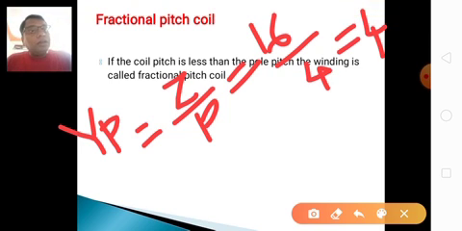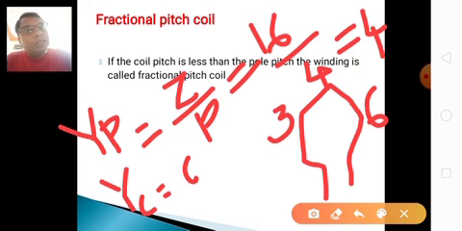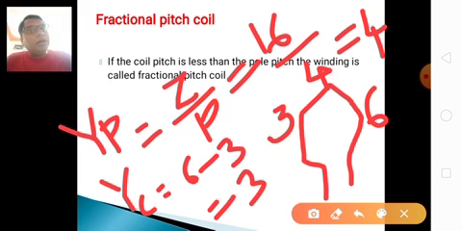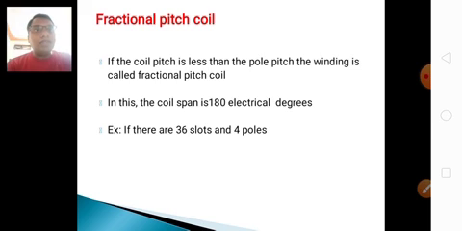That is what we are seeing in coil B. The coil starts from the third slot and ends in the sixth slot. What is the coil pitch? The coil pitch is 6 minus 3, that is equal to 3. Here the coil pitch is less than the pole pitch, so it is called a fractional pitch coil. In this, the coil span is 180 electrical degrees. If there are 36 slots and 4 poles, the coil pitch is 9 slots.